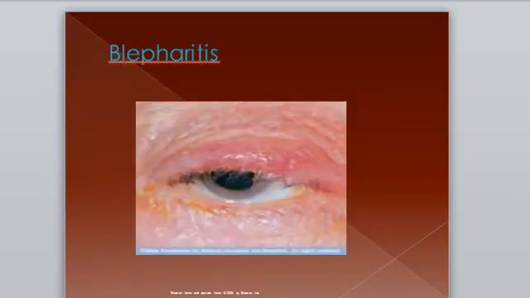There's a wonderful picture of blepharitis here, and you can see where there's the matting of the eyelids and the redness of the eyelids themselves.